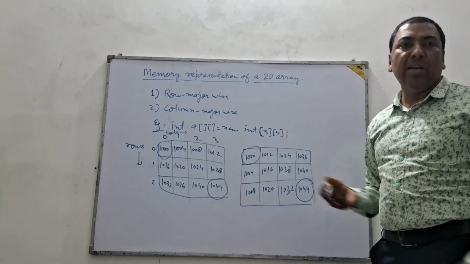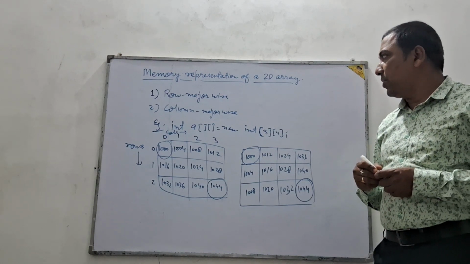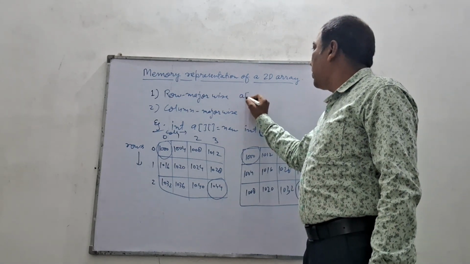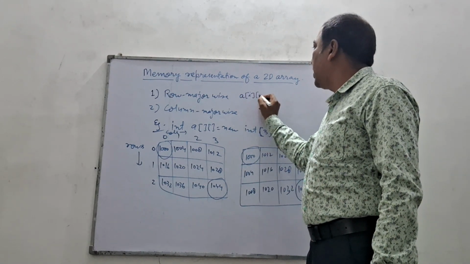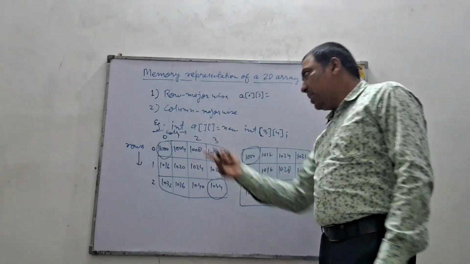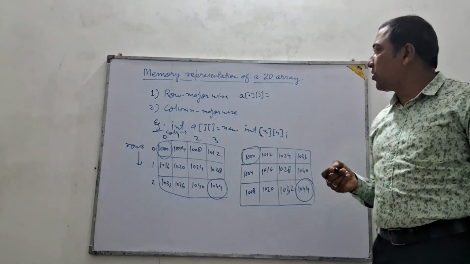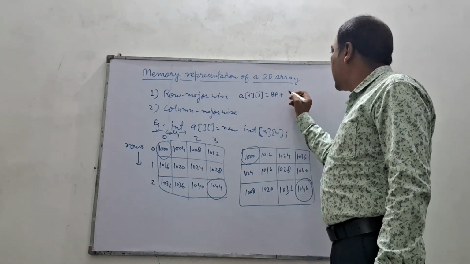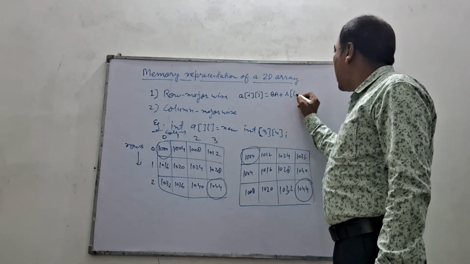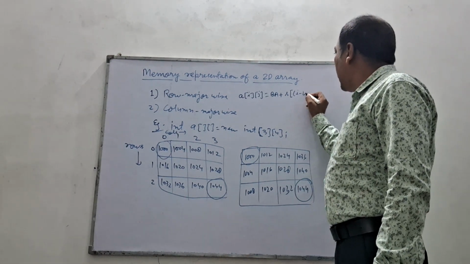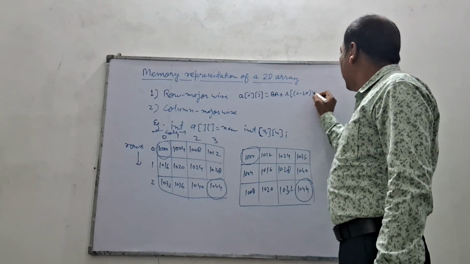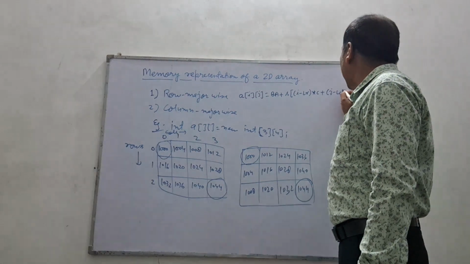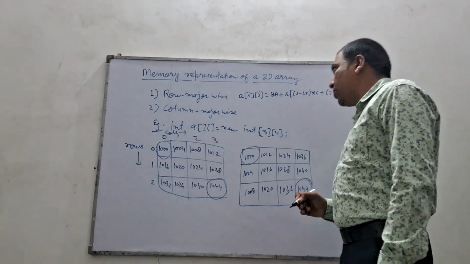So we have a formula to calculate the address of a particular block. If you want to calculate the address of any particular block using row major wise, suppose you want to calculate the address of A[i][j], the i-th row and j-th column, the formula is: base address plus size times ((i minus LR) into C plus (j minus LC)). This is the formula. What are the terms?